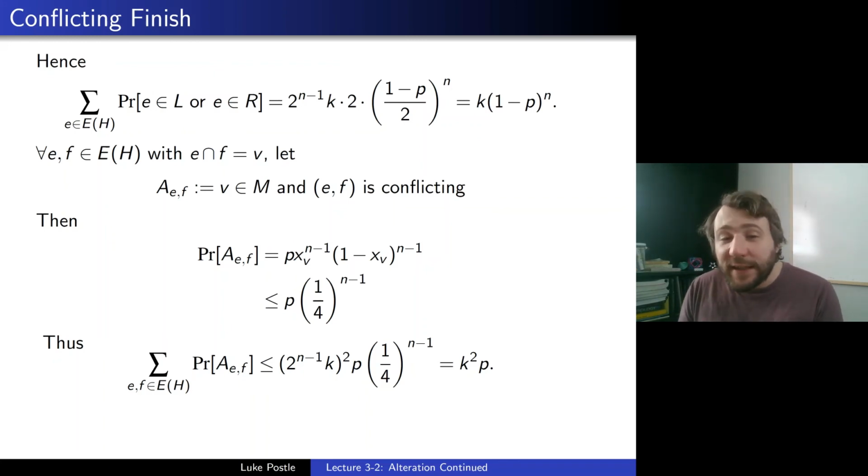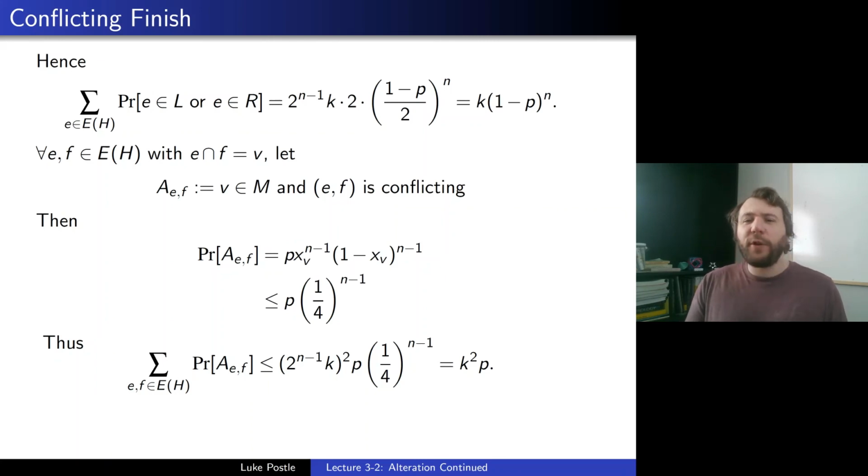And thus, if we sum up all of these probabilities together, if we union bound, we get at most the number of pairs squared here. So we'll end up with 2 to the n minus 1 k squared. And here I don't divide by 2 because the order matters between E and F. We're having E go first and then F, times this probability, which is p times a quarter to the n minus 1. And again, we've nicely rigged it so that the 4 to the n minus 1 cancels the 2 to the n minus 1 squared, and we get precisely k squared p as our union bound for the conflict happening in the middle.